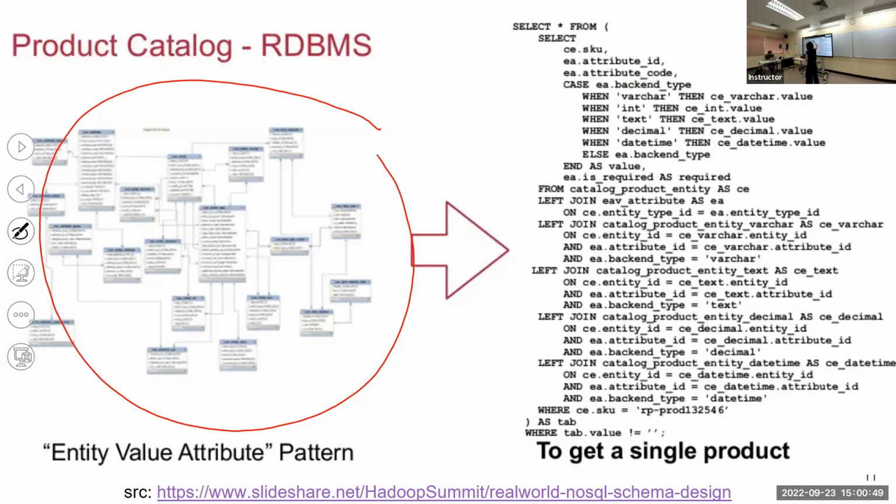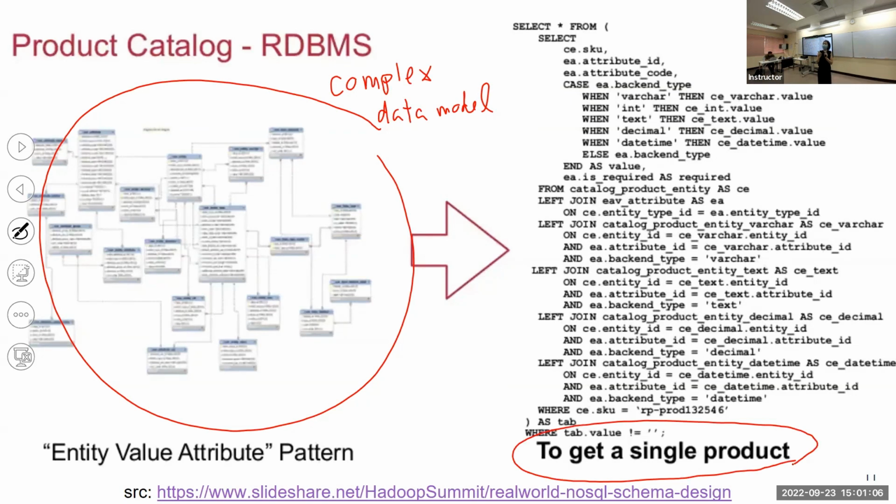But then it comes with the price of a very complex data model, in which if you want to get a single product but obtain a lot of details, such as the supplier, the country of origin, and very many things, product description and product attributes, maybe it brings you to do all these lengthy joins.